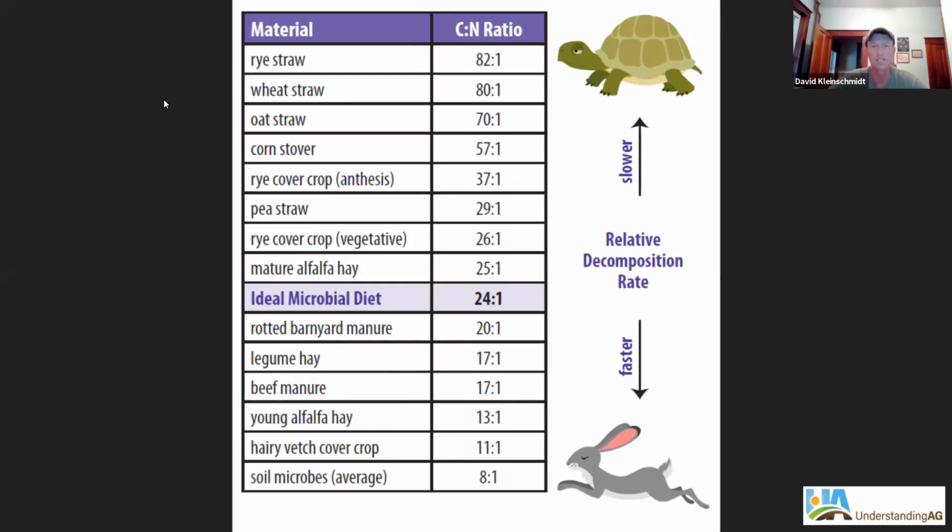So if we're looking at this chart and the ideal microbial diet is 24-1, anything above that 24-1 can basically slow down the decomposition rate of that cover crop. And anything below that 24-1 is going to mineralize it out relatively quickly and release those nutrients.